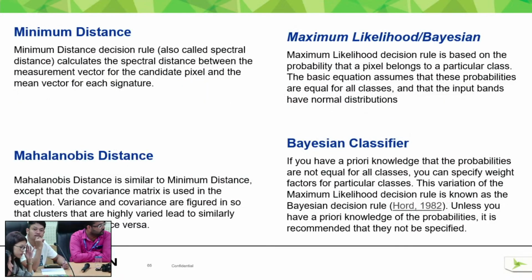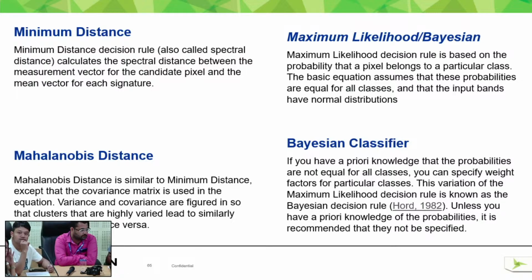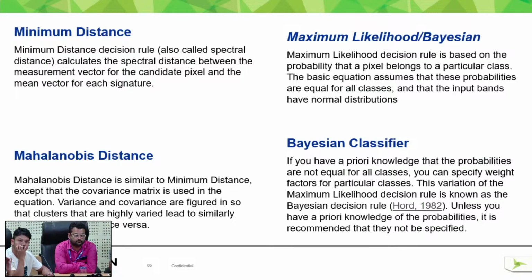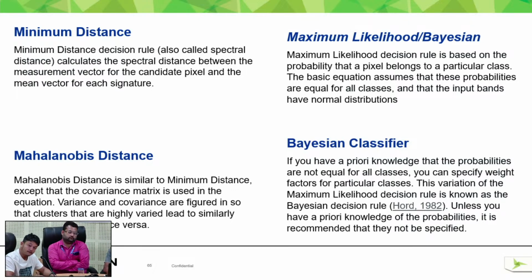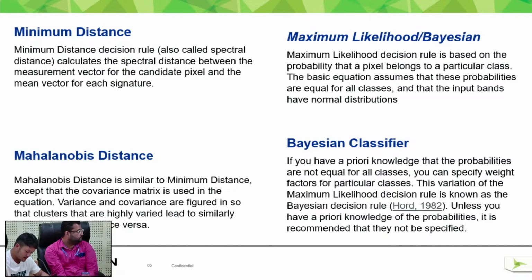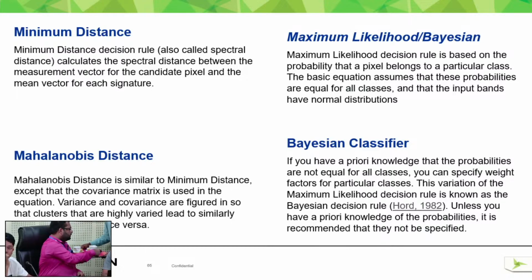Now these are the definitions of the different types of parametric rules. These are the minimum distance decision rules, also called spectral distance, which calculate the spectral distance between the measurement vector for the candidate pixel and the mean vector of each signature. And again, coming to the right side, maximum likelihood Bayesian.